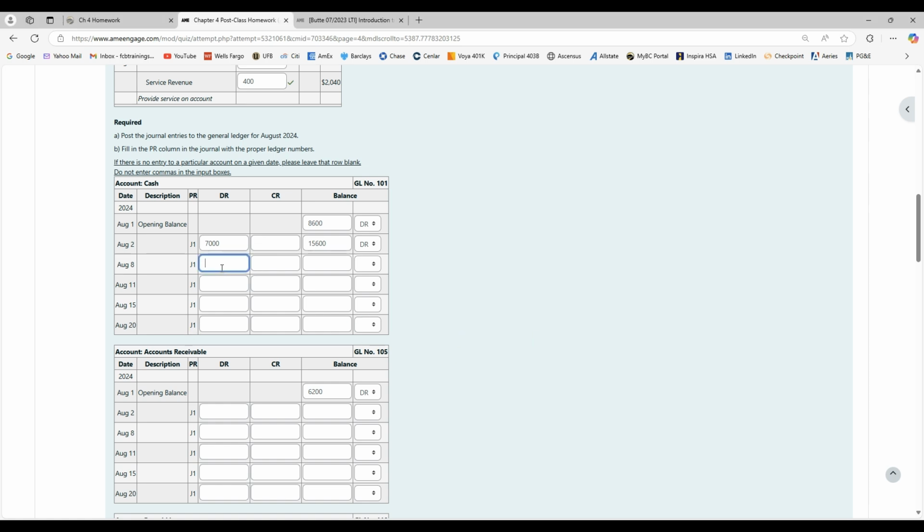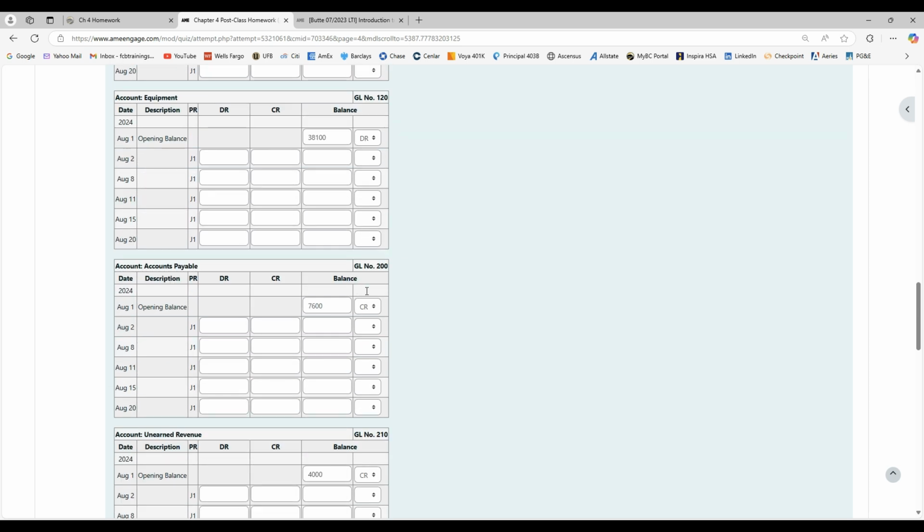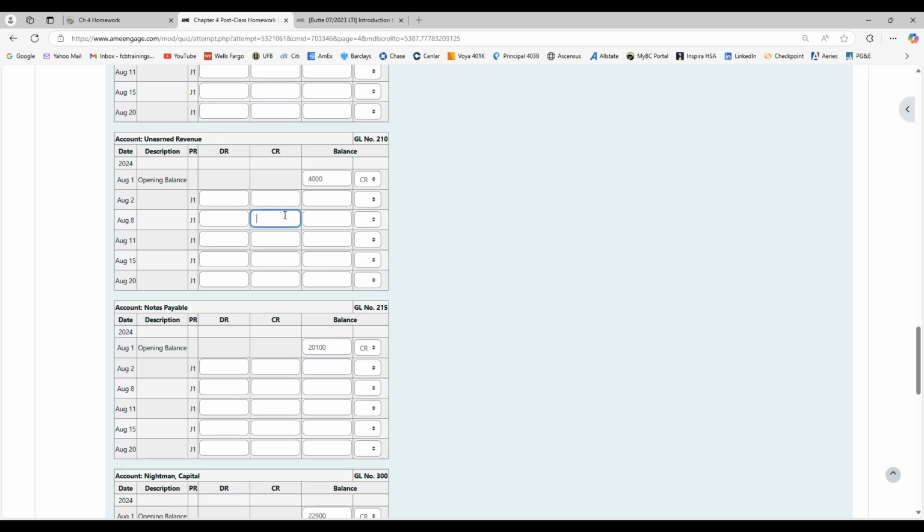Okay, the second journal entry on the 8th is receipt of cash, and this is unearned revenue. And if we take 15,600 plus 1370, we get 16,970, and that's a debit balance. And the other side of that entry is the unearned revenue liability. So I can do the math on this one. We're going to increase that.